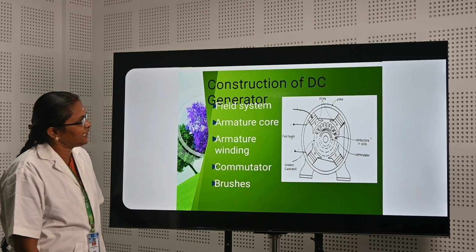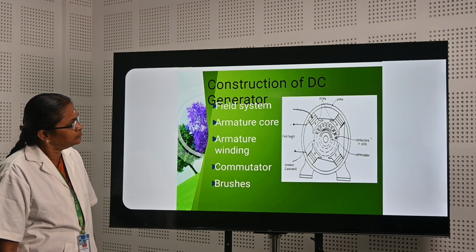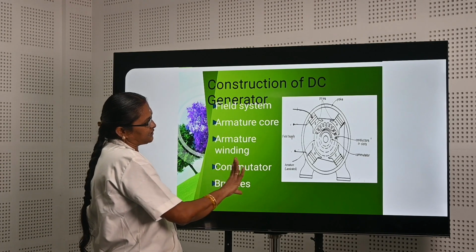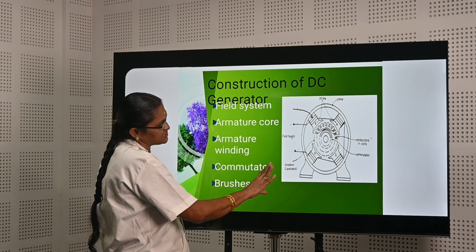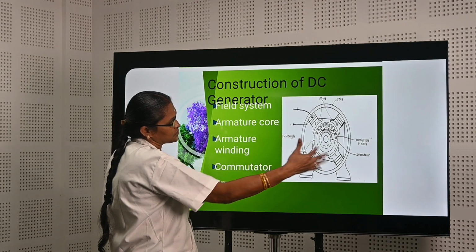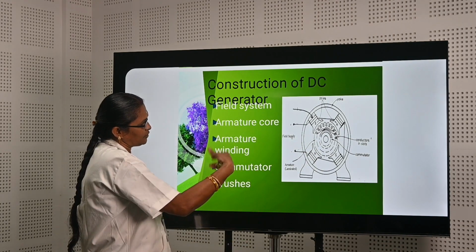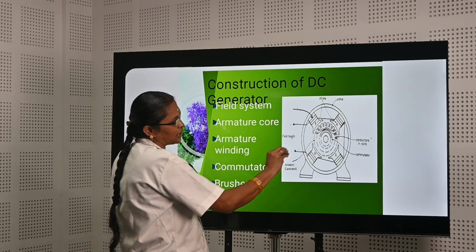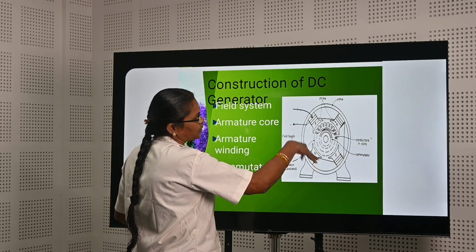Field system. The field system is supplied by the DC supply. It is supplied by a separate DC source from the outside. So it gives the magnetic field to the commutator and the entire armature core.